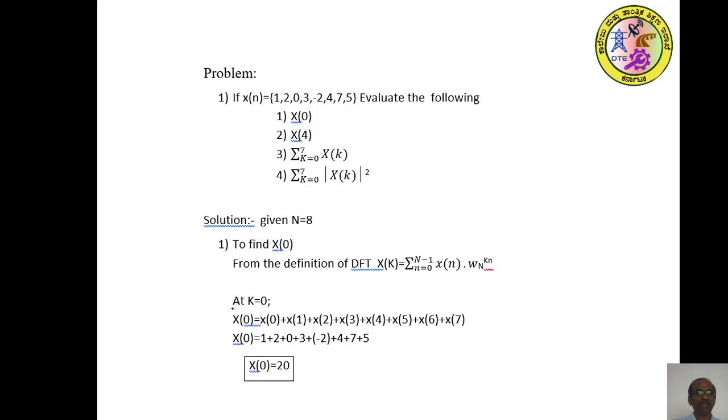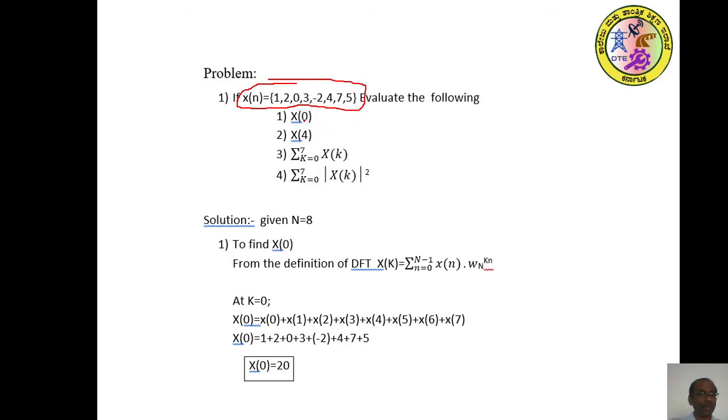One more problem I had tried, usually a 10 marks question in our exam papers. They will give some input like this. Given x of n is equal to 1, 2, 0, 3, minus 2, 4, 7, 5. Totally 8 samples are given.